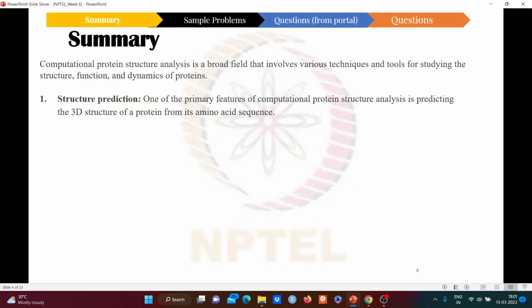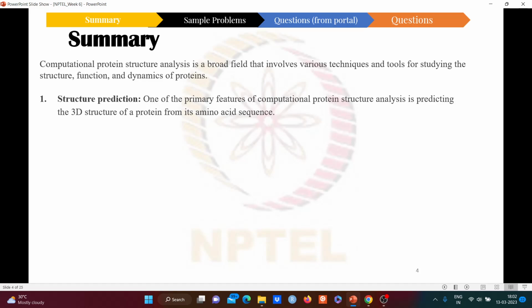Okay. In the last week, we have been discussing protein structural analysis. So, I would like to give a brief intro about why and how it is useful for our bioinformatics analysis. Computational protein structural analysis is a broad field that involves various techniques and tools for studying structure, function, and dynamics of proteins. Here are some of the features of computational protein structure analysis.